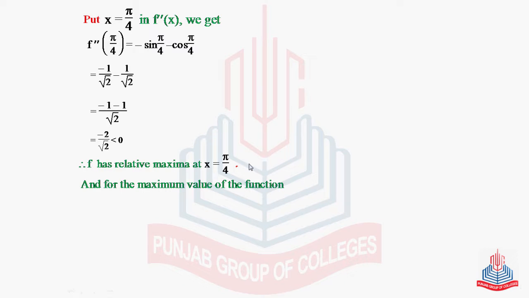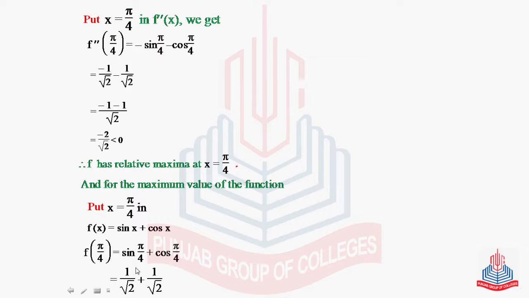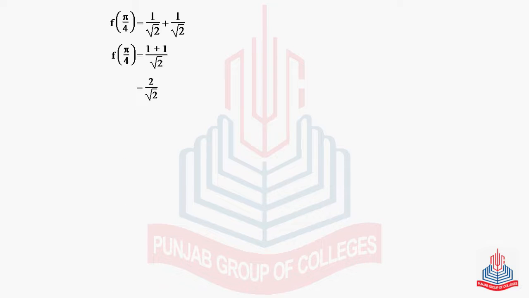And for the maximum value of the function, we put x is equal to pi by 4 in our given function, which is sin x plus cos x. So f of pi by 4 is sin pi by 4 plus cos pi by 4. By simplifying, the value of sin pi by 4 is 1 over square root 2, and the value of cos pi by 4 is 1 over square root 2. By taking LCM, we have f of pi by 4 is 2 divided by square root 2, which simplifies to square root 2.